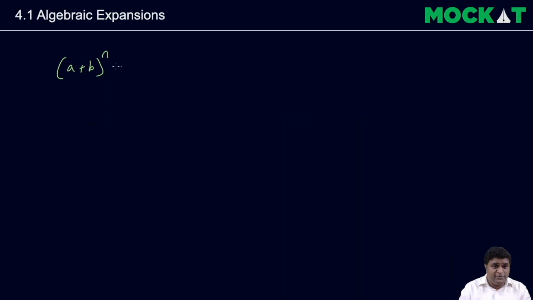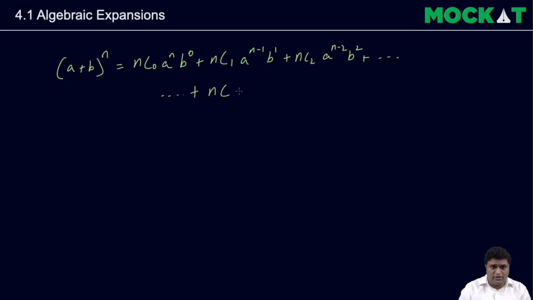Now the expansion of (a + b)^n involves a bit to do with the nCr. So what is the expansion? It's going to be nC0 into a^n b^0, plus nC1 into a^(n-1) b^1, plus nC2 into a^(n-2) into b^2, and it goes on. Let's say it continues over here. And what are your last terms going to be? Last but one is going to be nC(n-1) into a^1 b^(n-1), plus nCn, your nth term, a^0 into b^n.